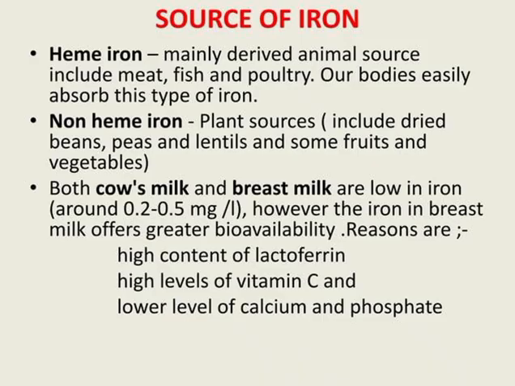Heme iron from animal foods is absorbed best, while non-heme iron from plant foods is absorbed less efficiently. Although breast milk contains little iron, its iron is absorbed very effectively by infants. So heme iron and non-heme iron are both very important for our balanced diet.